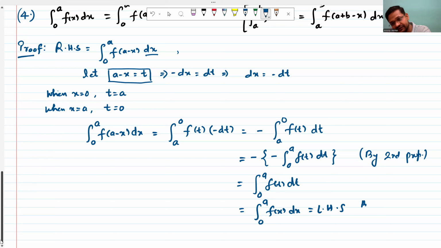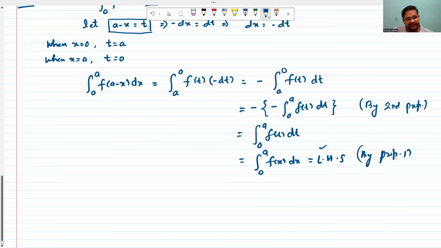By the first property, we can say that it doesn't matter what the variable is. So this implies you can easily say the integration from 0 to a of f(x) dx is just equal to the integration from 0 to a of f(a minus x) dx. So you just remember this.